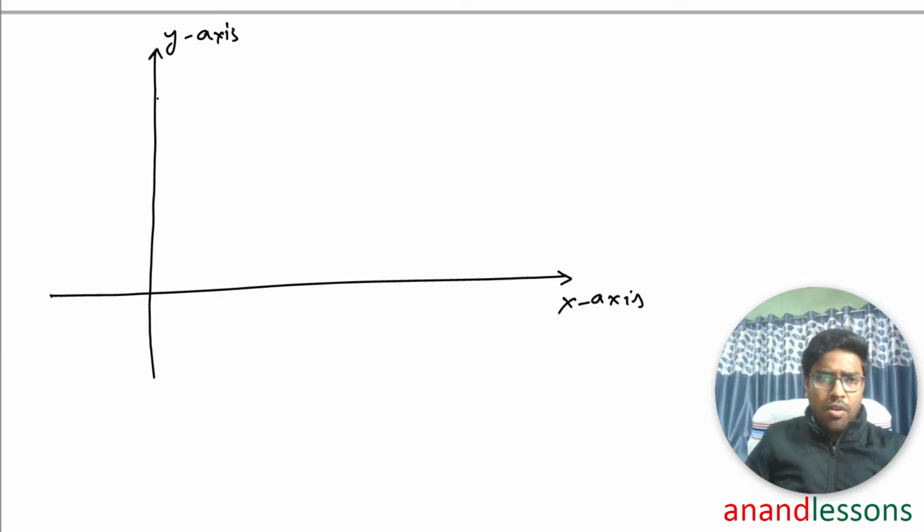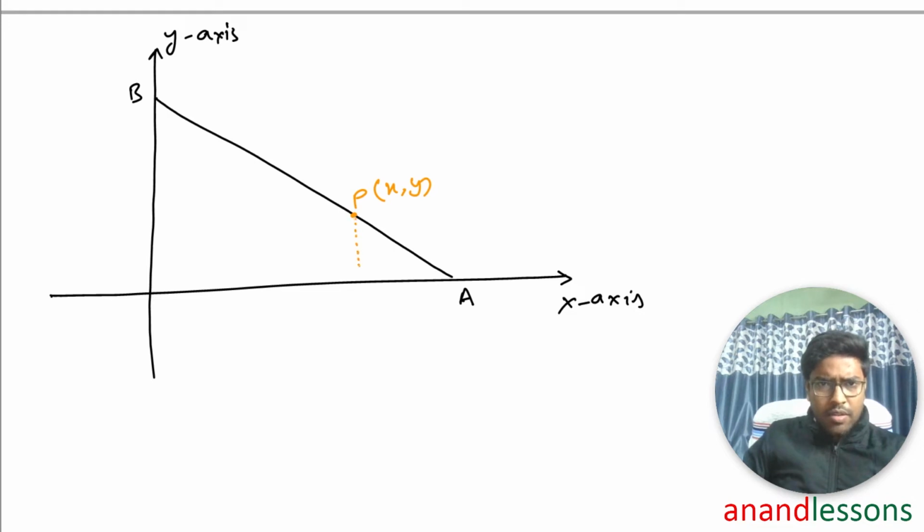Now a rod AB, so this is our rod AB, where A is lying on the x-axis and B is lying on the y-axis, and we have a point P. Suppose this is the point P, and its coordinates are x and y. So the point we should note here, that if this is P, this length will be y and this length will be x. We should draw a perpendicular from point P on both the axes. We will get the distance x and the distance y, because it is the coordinate (x, y).